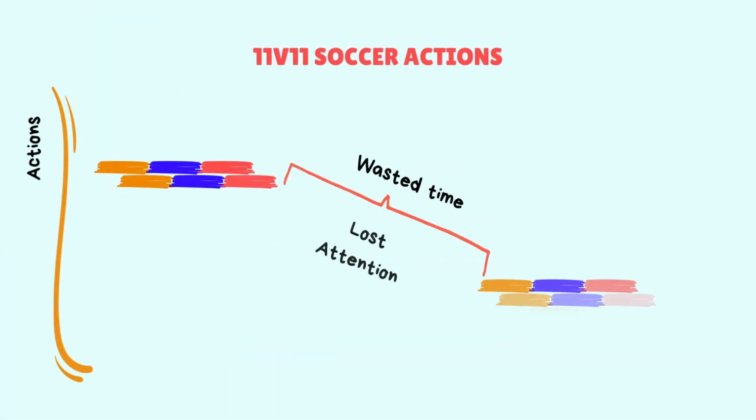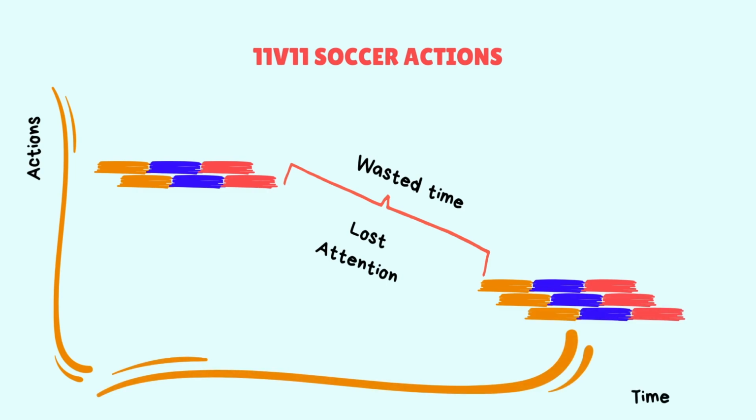At 11v11, the frequency of these player actions is much smaller. Have you tried talking to a 5-year-old with a sentence as long as this one? They will switch their attention halfway through it. Unlike other sports, you don't wait for your turn in soccer. The attention span is much shorter and players just see what is in front of them. And that is not that far.